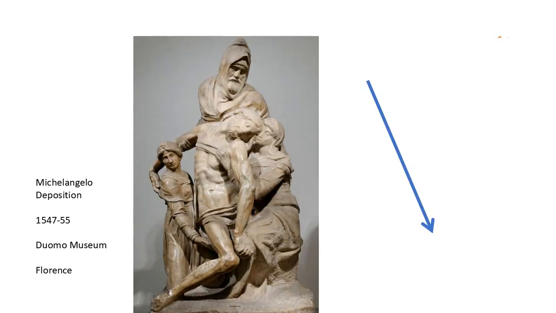In this deposition by Michelangelo, you can see the sloping diagonal line being used in the opposite direction for going downwards as the figure of Christ is lowered from the cross.